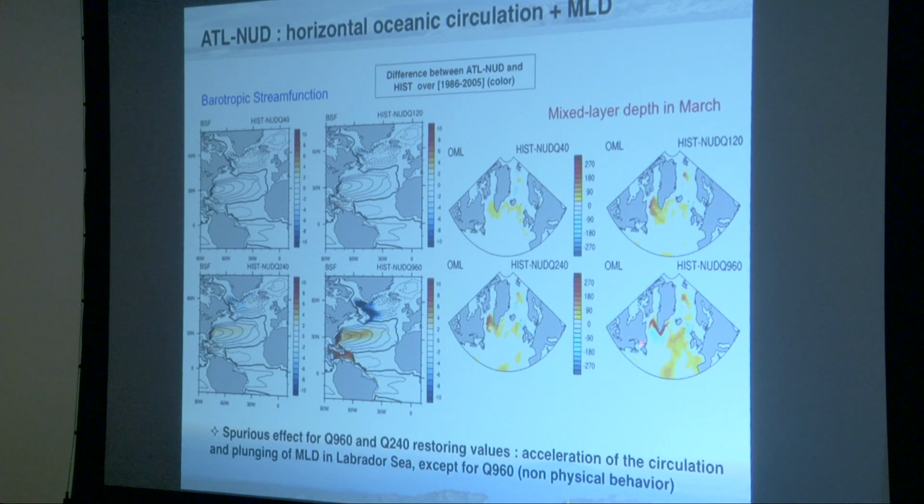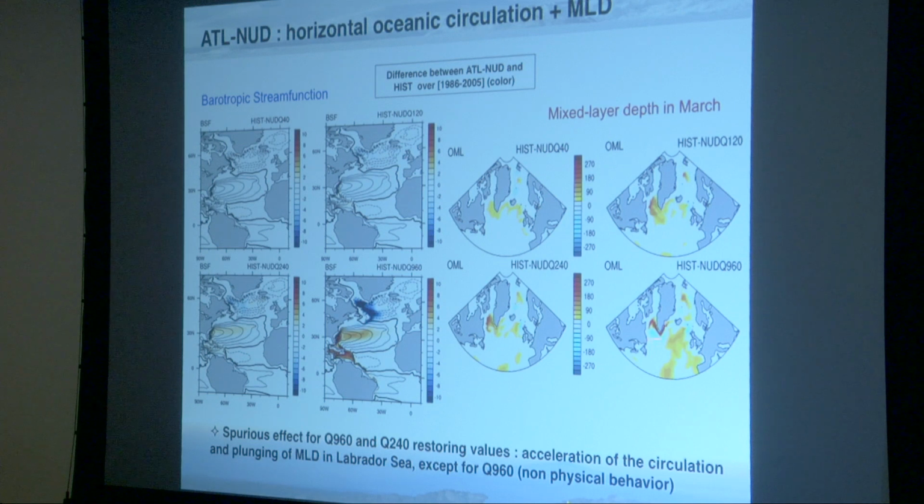And then progressively, the mixed layer depth plunges with the restoring. And for this one here, there's something very bizarre happening in the subpolar gyre. A very strong increase of the mixed layer depth here along the current, and a decrease of the mixed layer depth in the center. Basically, your dynamics here is completely screwed up.